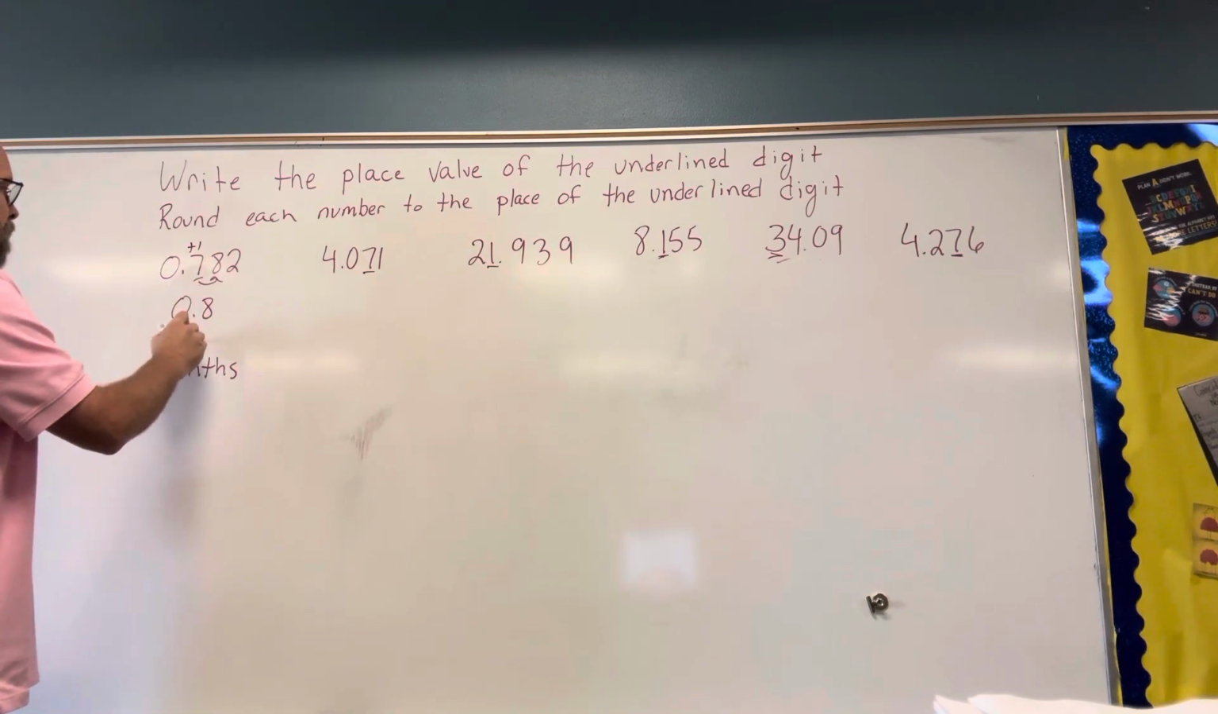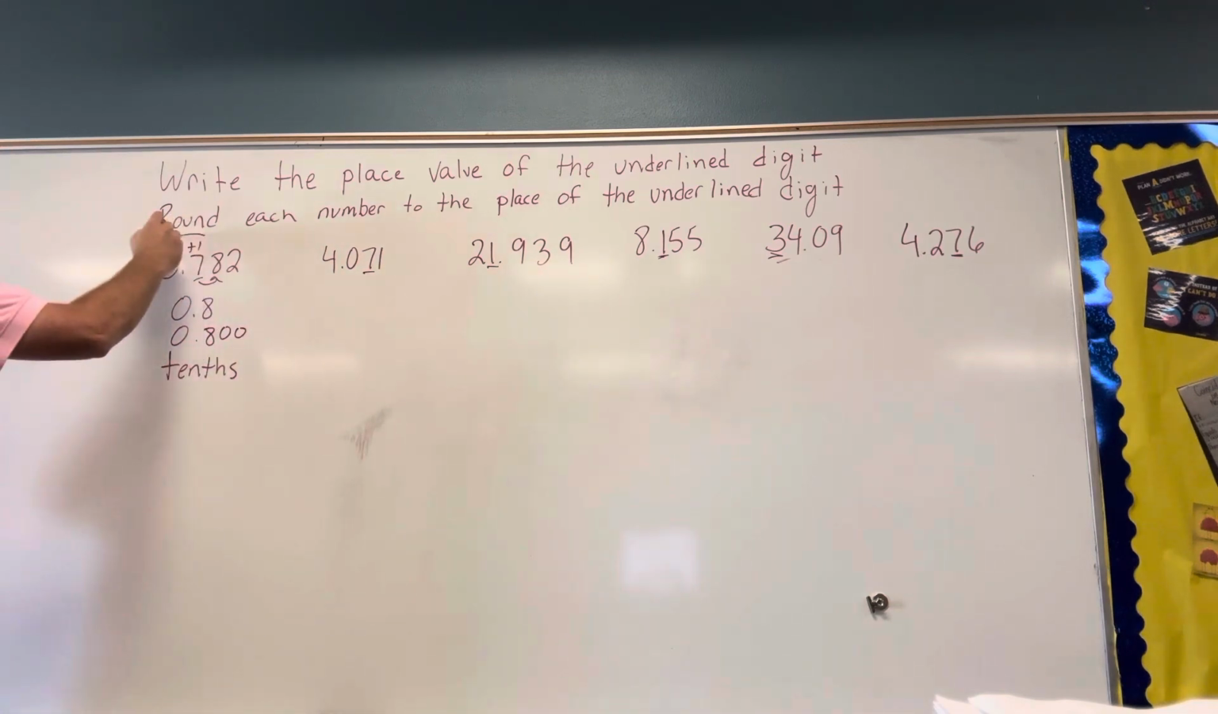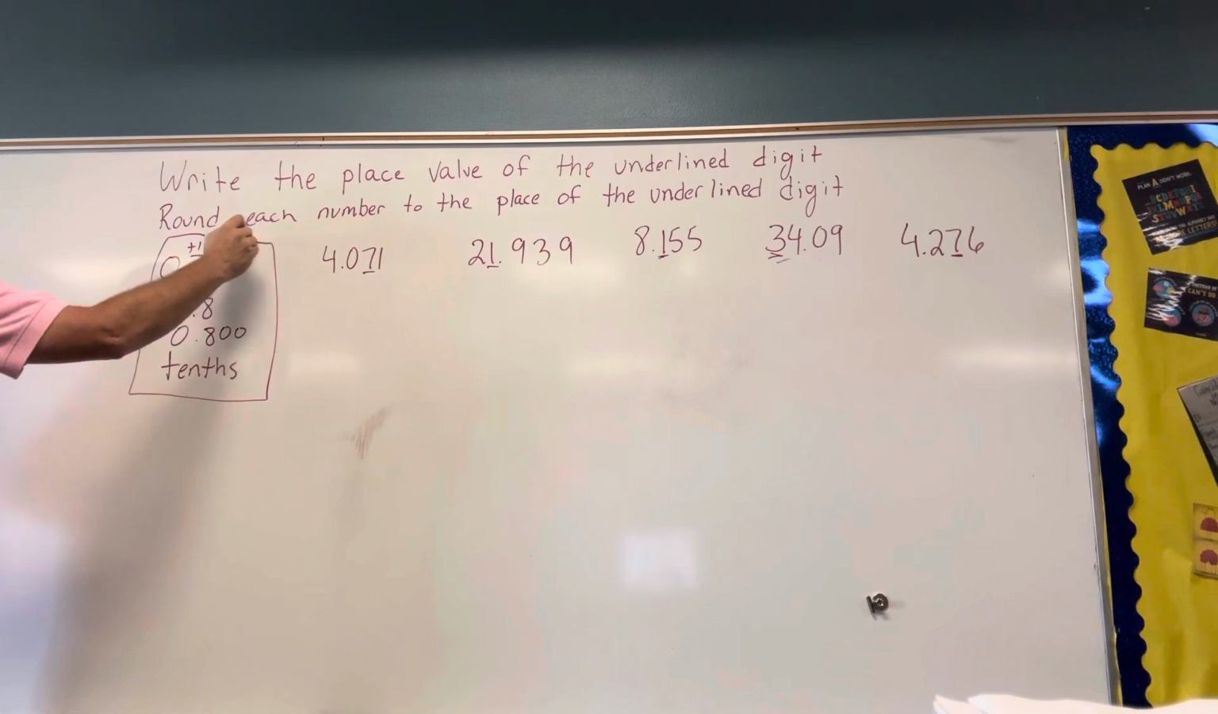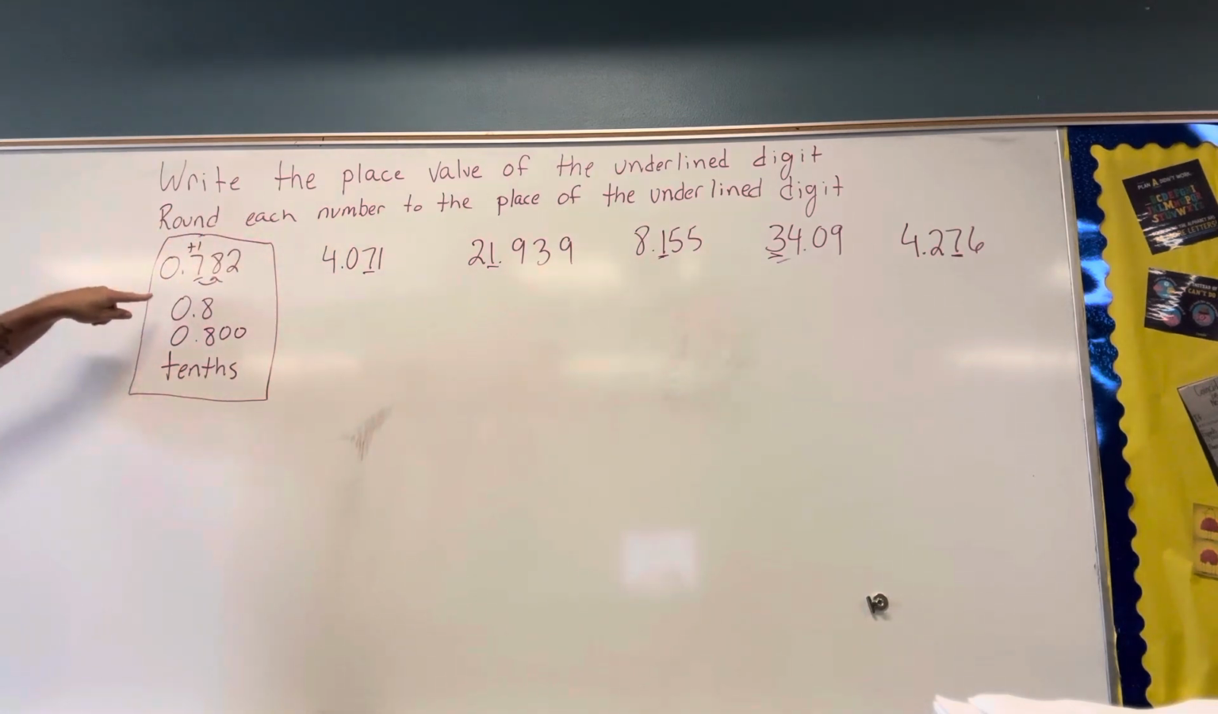Now if you wanted to write it as a decimal, I would accept either of those. But this is the answer to problem number 1. You have to say the place value and you have to have rounded it.